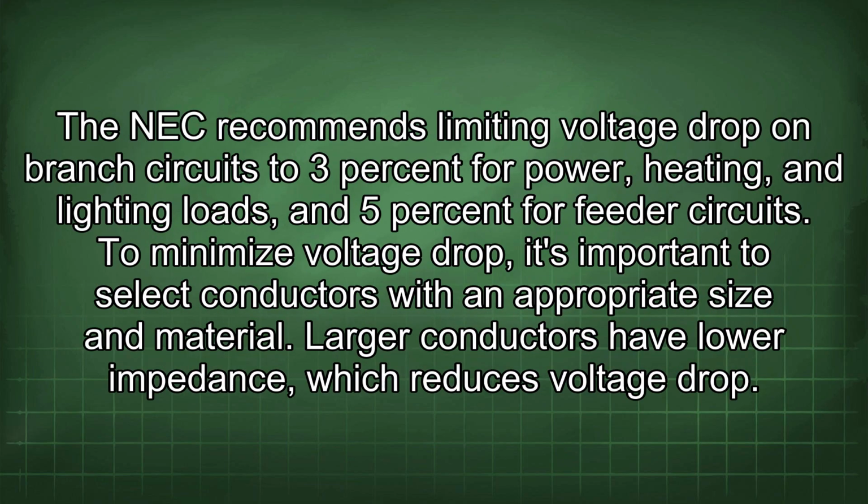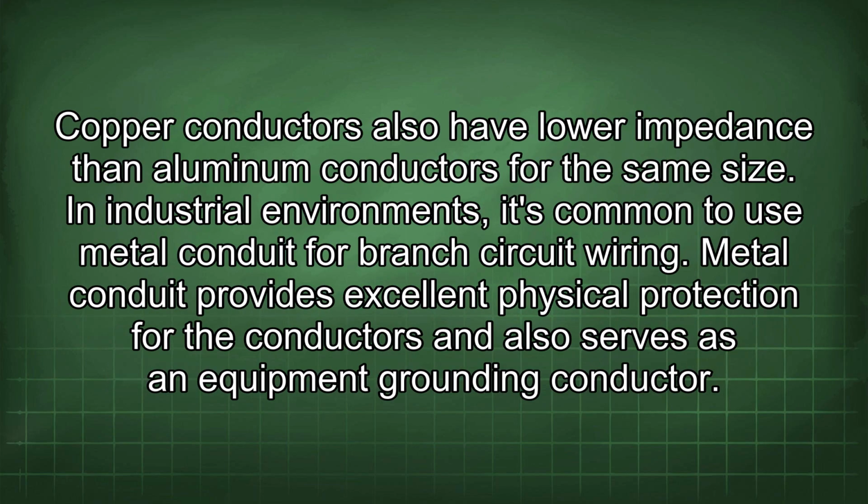The NEC recommends limiting voltage drop on branch circuits to 3% for power, heating, and lighting loads, and 5% for feeder circuits. To minimize voltage drop, it's important to select conductors with an appropriate size and material. Larger conductors have lower impedance, which reduces voltage drop. Copper conductors also have lower impedance than aluminum conductors for the same size.